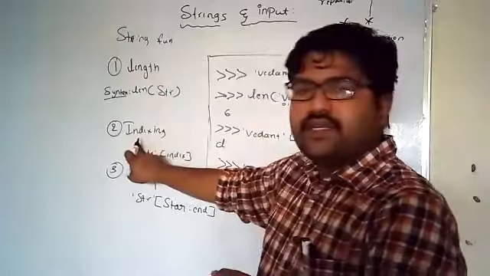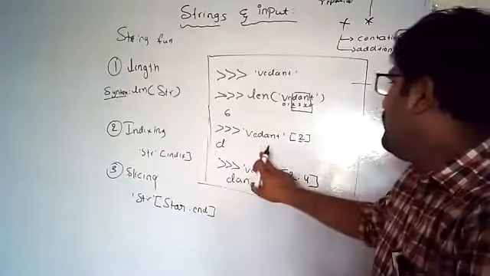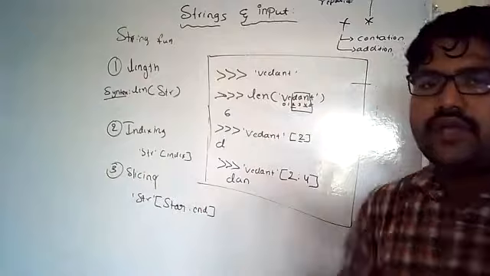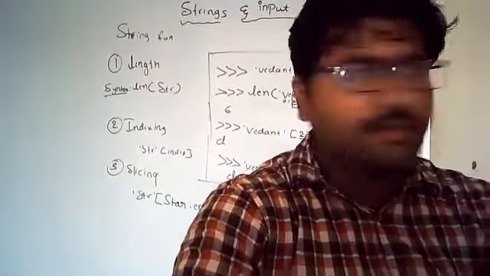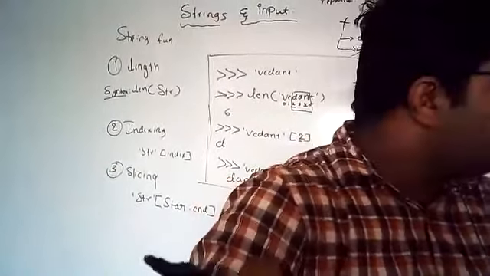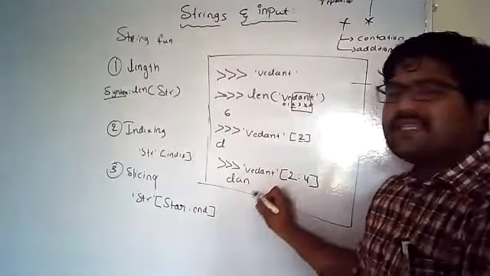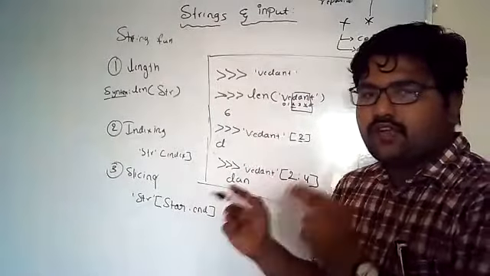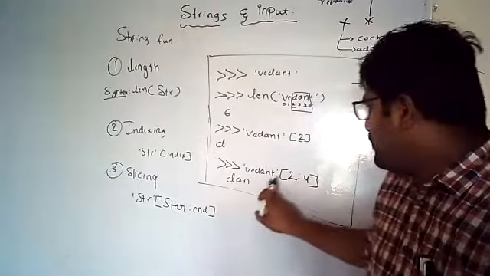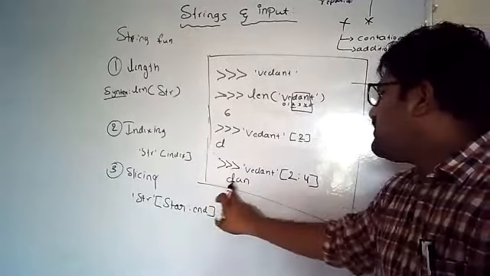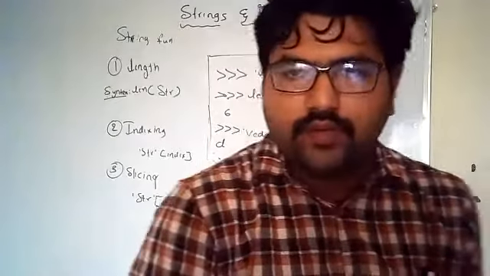What about indexing? Indexing means finding the string value at an index. Whichever index you give, the character at that index gets printed. Is it clear? Next, slicing, cutting off. From where the string should start and where it should end. 2 to 4, that is DAN. I hope this section is clear to you people. Are there any doubts?